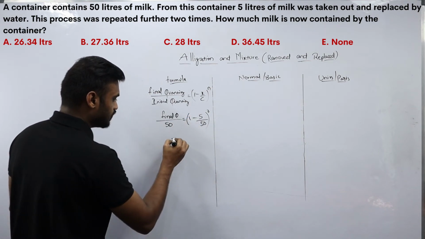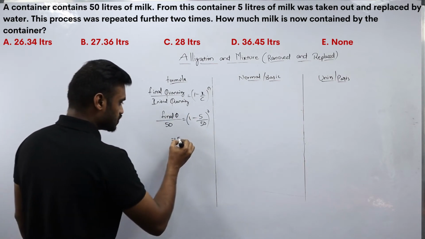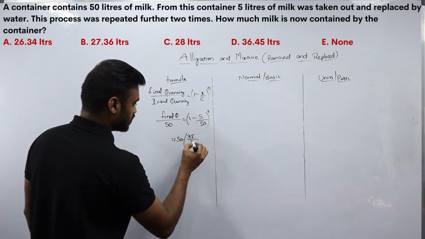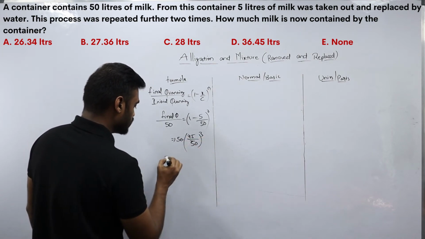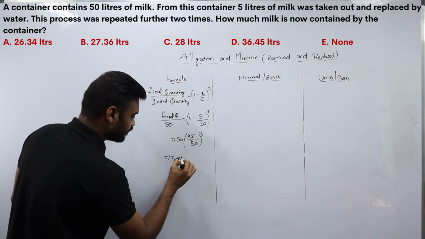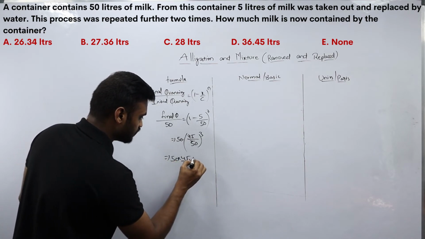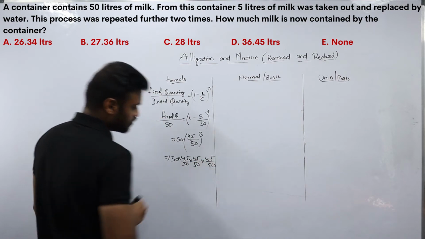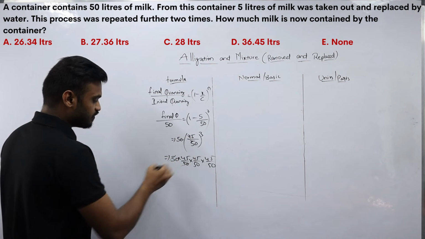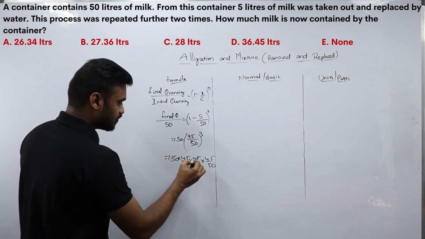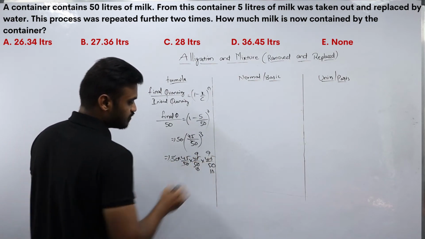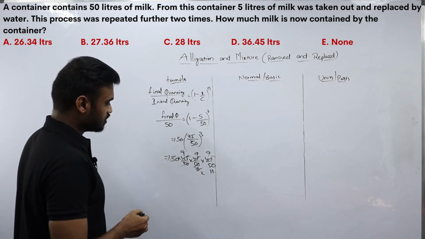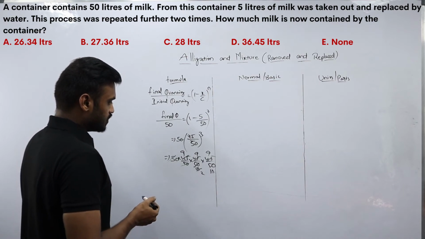So we will get, I will send this 50 to the right hand side. So I will get 50 into (50 minus 5, that is 45) by 50, whole power 3. So I will get 50 into 45 by 50 into 45 by 50 into 45 by 50. Okay, so I will get 50 and 50 will be cancelled and 5 tens, 5 nines, 5 tens, 5 nines, 45 and 5 twos 10, 5 nines 45. So I will get 9 nines 81 and 81 into 9, that is 729.